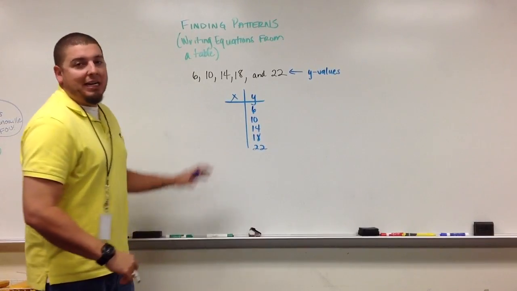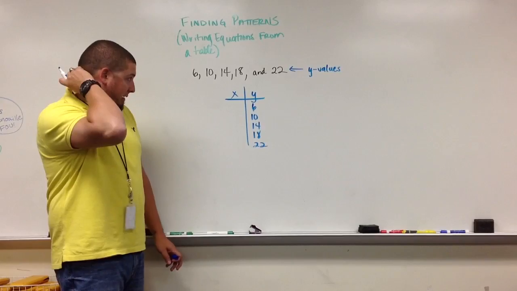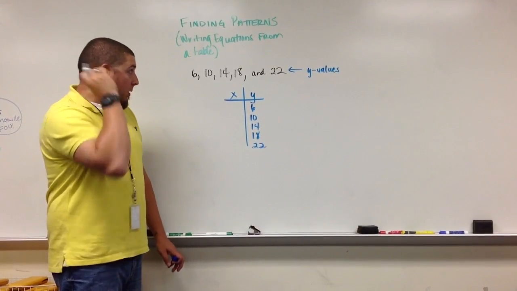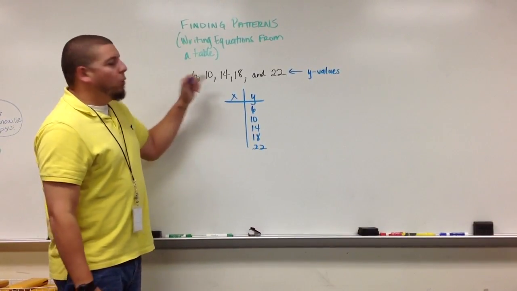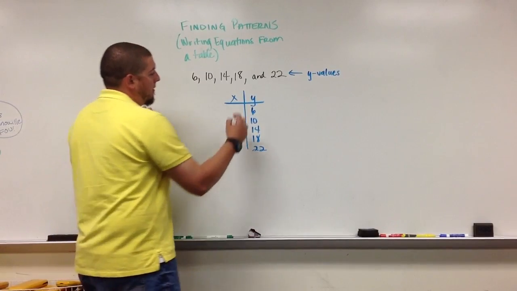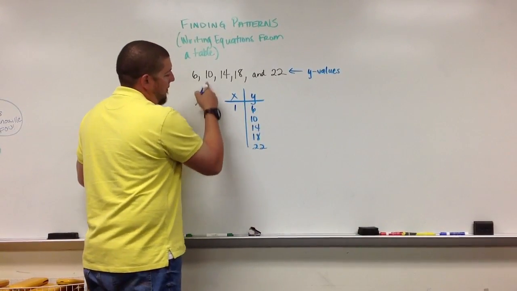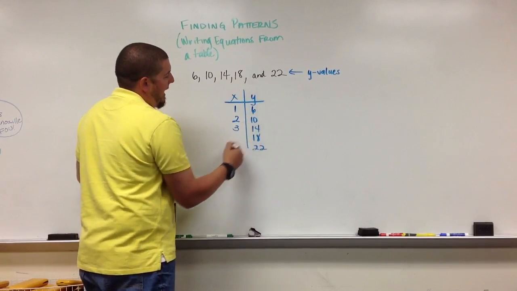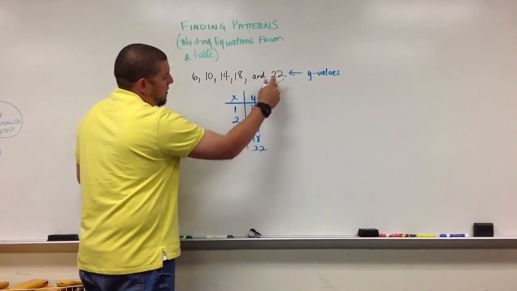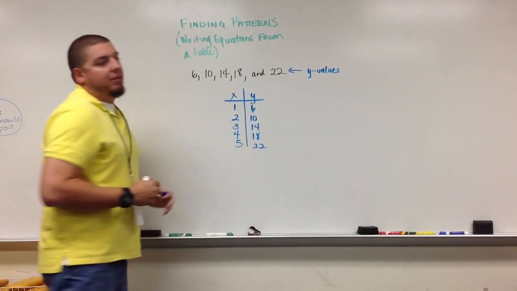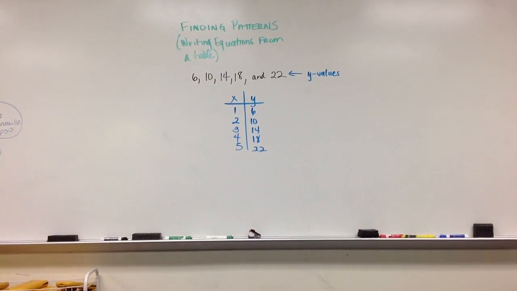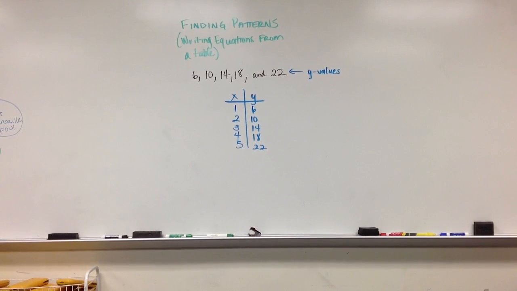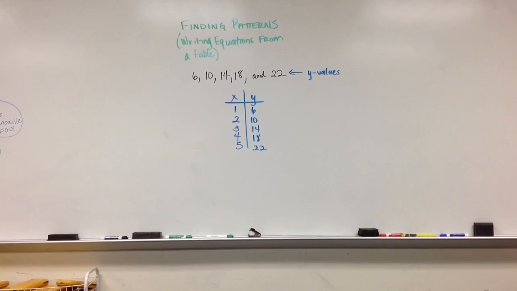The reality is we're not going to need to use all of these. Okay, so my x value then is basically what order they are in. What's my first number? Well, my x is 1. My 10 is 2. 14 is 3. 18 is 4. 22 is 5. So now I've created a table of values for us to go ahead and solve. So let's go ahead and find the equation by solving this table.